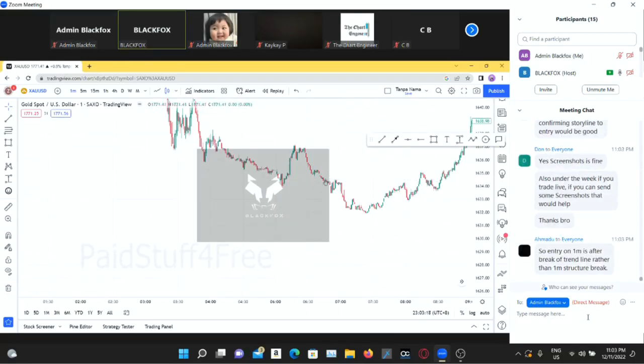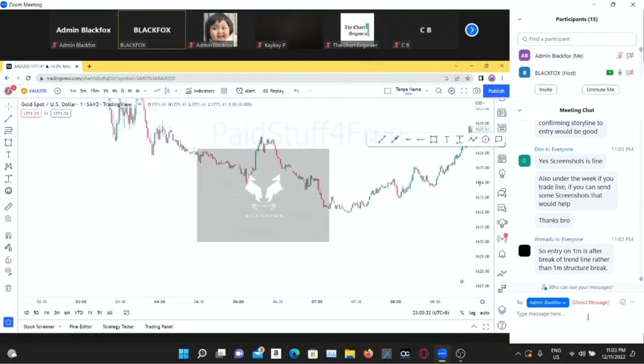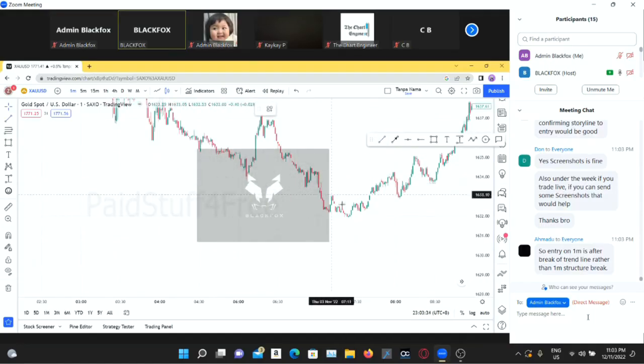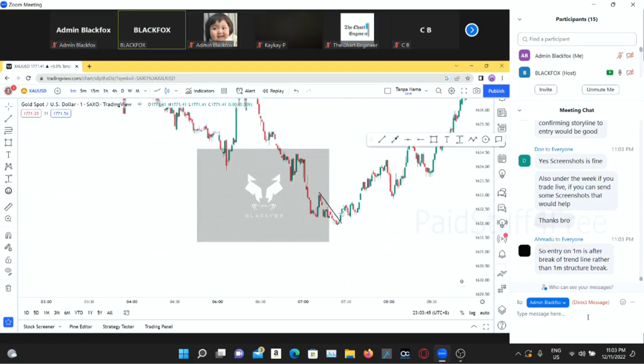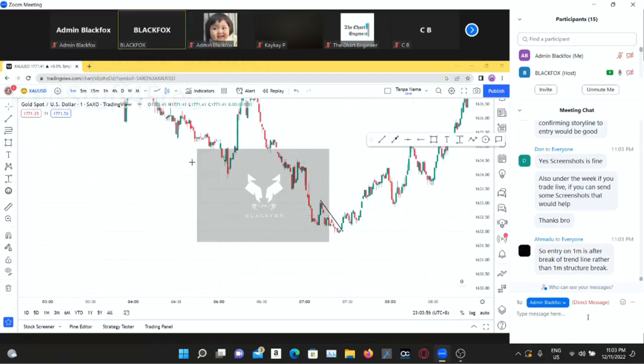So any question? Entry on M1 is after the break of the trend line, rather than the M1 structure break. We just take the trend line and pull it to put it like this, and then we enter using the trend line after breakout, just instant. If you want to use structure for direction at M1, you also can.